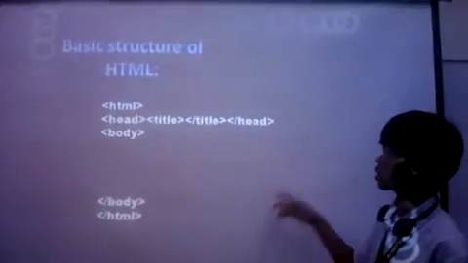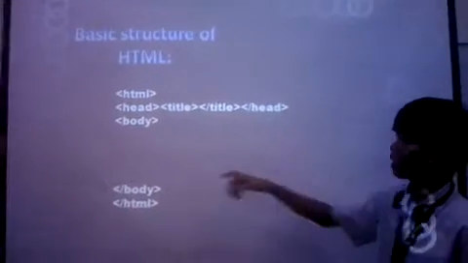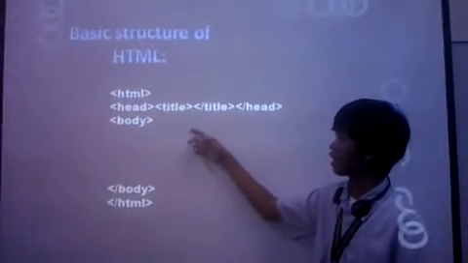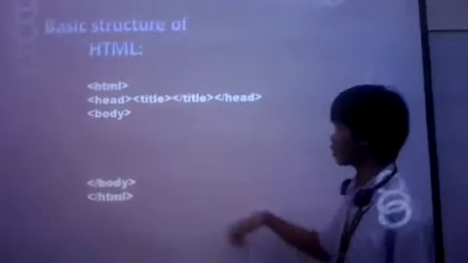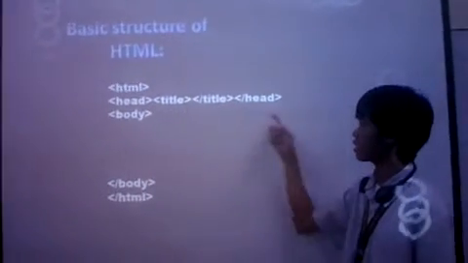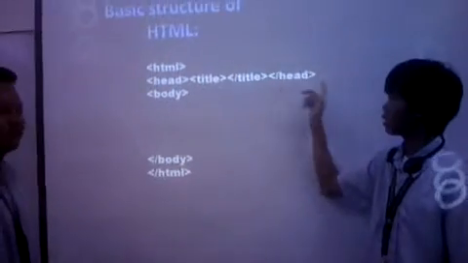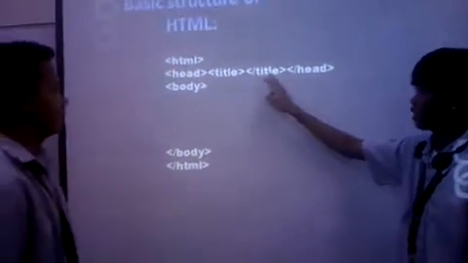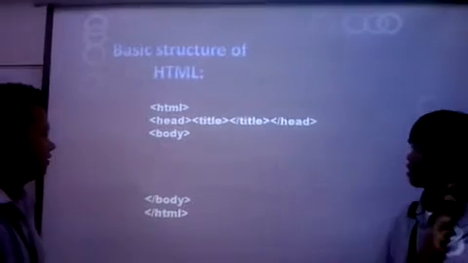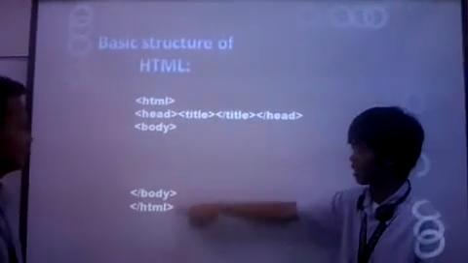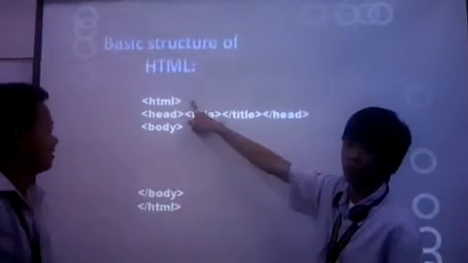This is the basic structure of HTML. First is the HTML tag, then head, title. As usual, the title has a closing tag. The first one opened is the last one closed, so the HTML tag is closed at the end, since HTML is what we started with.